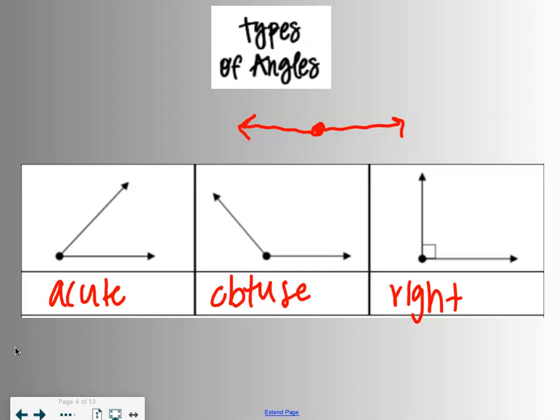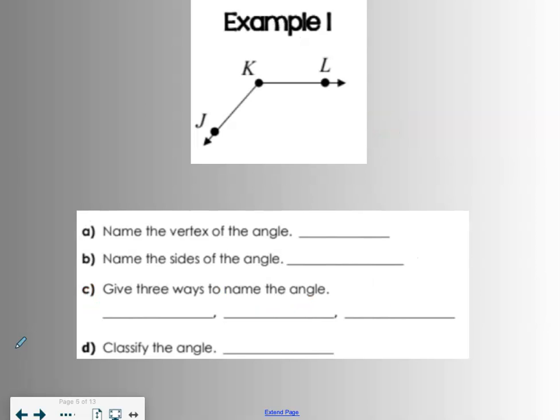Okay, let's see some examples of angles here. It says, name the vertex of this angle. What would you say? K. Yep, what's in the middle? It's K. Name the sides. So remember, the sides are rays. So how would I name this ray right here? KJ. You put the little ray on top. And then our other one would be KL.